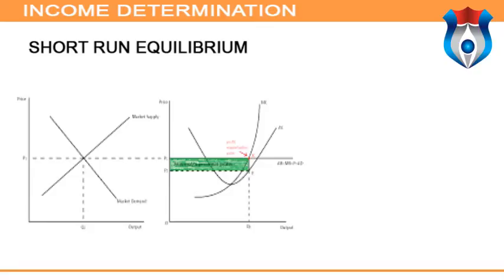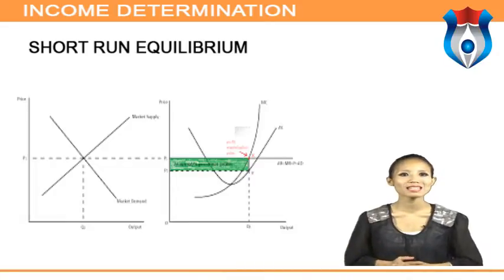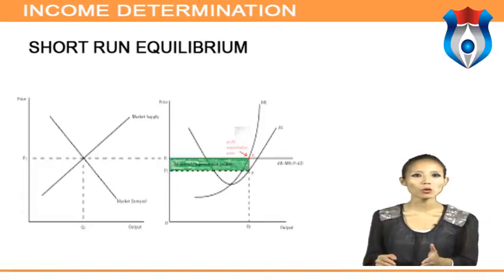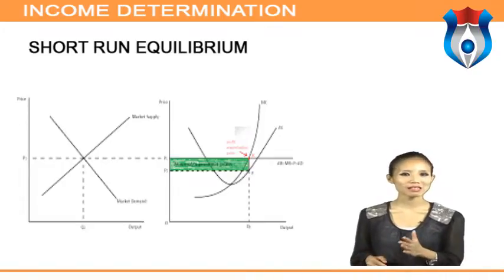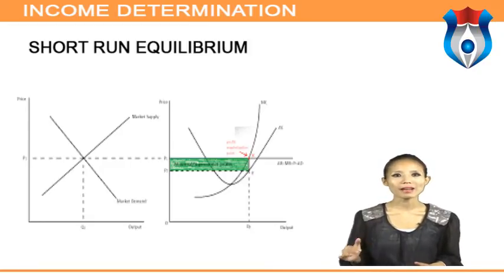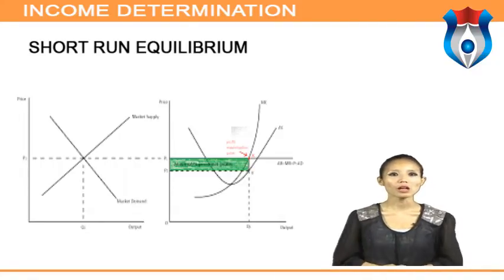The total revenue of the firm is then OQ1 into Q1E1, equal to OQ1E1P. Similarly, the total cost of producing this output is TC, equal to output into average cost, equal to OQ1 into Q1C1, equal to OQ1C1R1. Therefore, profit is equal to TR minus TC, equal to OQ1E1P minus OQ1C1R1, equal to R1C1E1P. This is the supernormal profit of the firm.